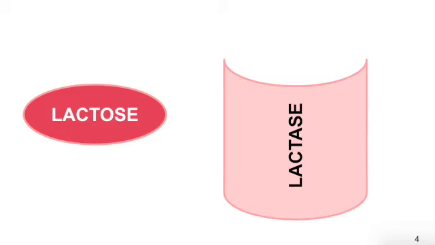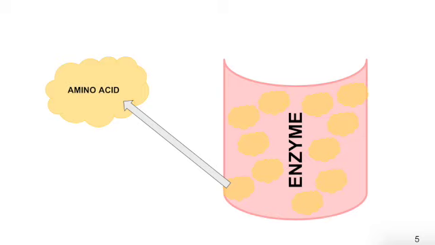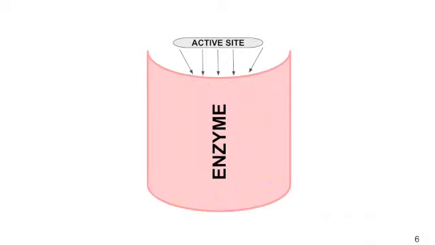Enzymes are protein macromolecules made up of amino acids. Enzymes are known as biological catalysts. They break down or build the molecules by accelerating certain chemical reactions. Here's how they work. Enzymes have active sites.